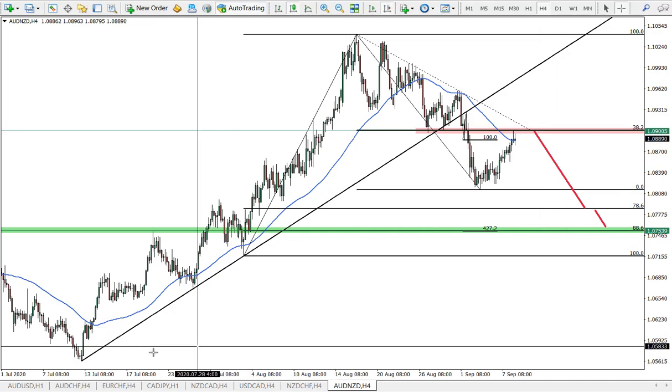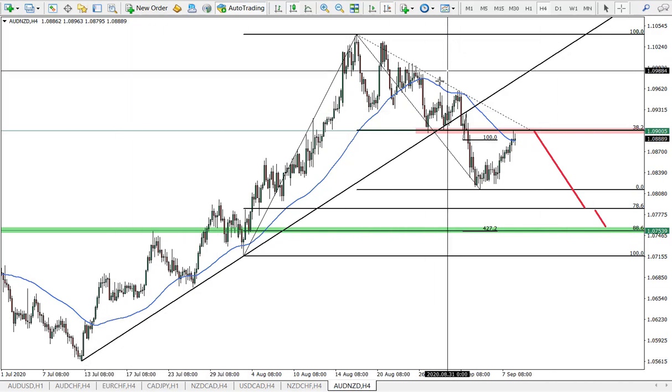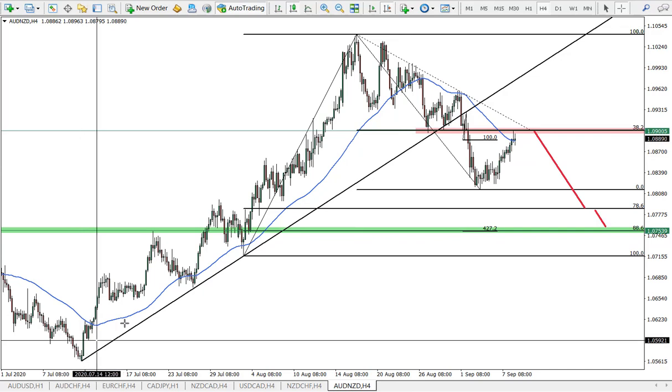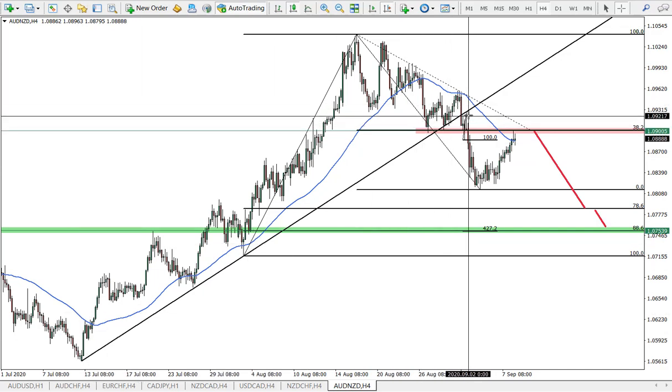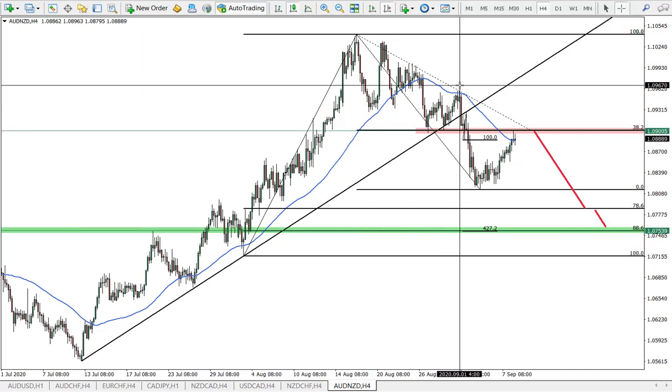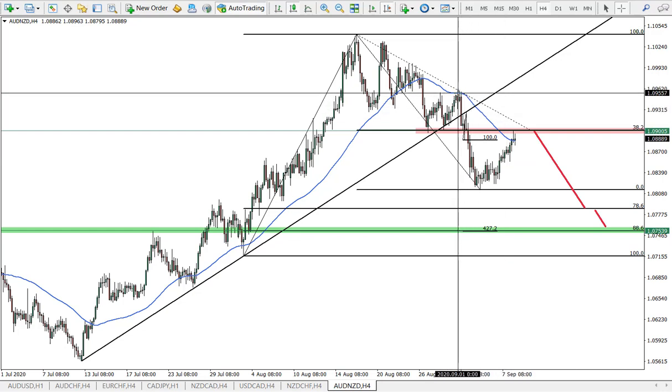Starting off with the simple trend line in order to see the direction of the trend. So I have applied a simple trend line. We had the breakout of the trend line after price rejected the 50 exponential moving average.